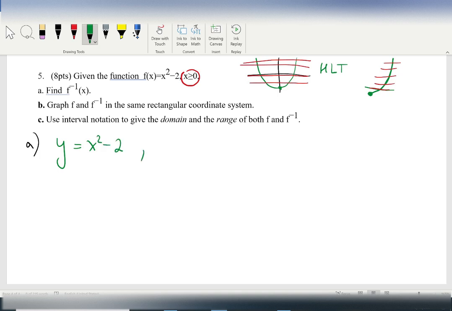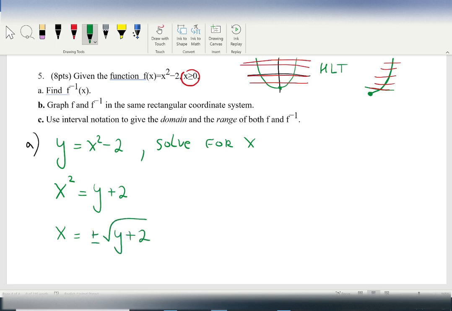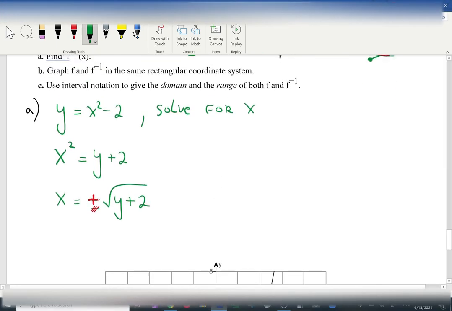We have y equals x squared minus 2. We are looking for x. Solve for x. That means let's isolate x first. That will be y plus 2. Then x will be plus or minus the square root of y plus 2. Since x is required to be positive or 0, we will not consider minus in this particular scenario, but in general we should consider both. So this is my inverse.